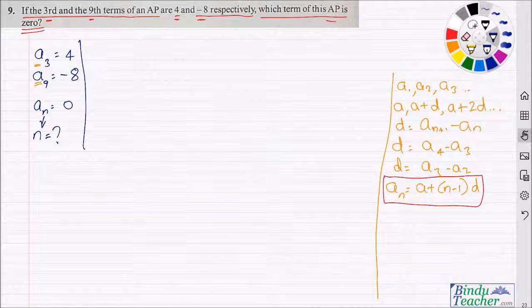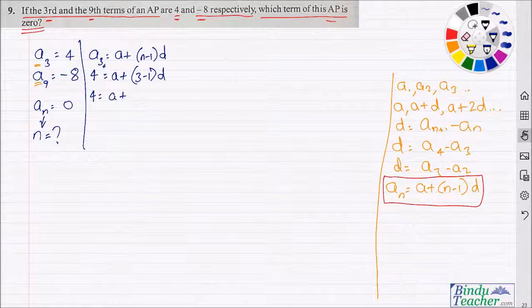So first we will write down a of 3. The formula to calculate a of 3 is a of 3 equals a plus n minus 1 into d. Now we know the value of a3 as 4, so 4 equals a, we do not know the value of a, so I will write it as this, plus n minus 1. N here is 3. So 3 minus 1 into d. So 4 equals a plus 2d. Now we will stop at this equation because we cannot simplify this any further.